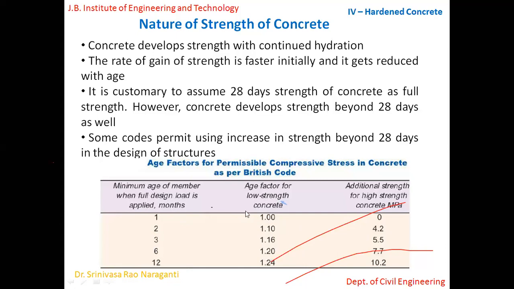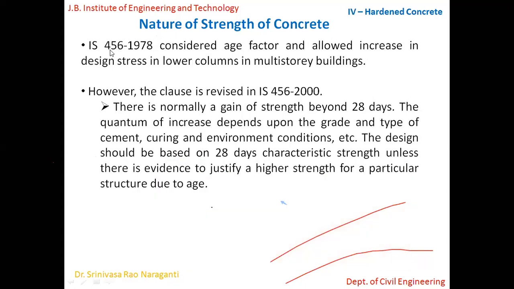But when it comes to the Indian standard code, previously we used IS 456-2000, right, for our design of reinforced concrete structures. But there was a code, the same code before its revision. It said that it considered the age factor. That means, okay, with increase in the age, because concrete is gaining strength, we use the increased strength in the design. It allowed it, but the increased strength was only allowed in the lower columns of multi-story buildings. That was the case. But now the revised version, the IS 456-2000, what it says is, let me read it out for you, then I'll explain this.